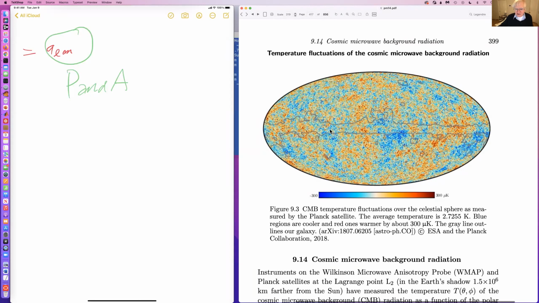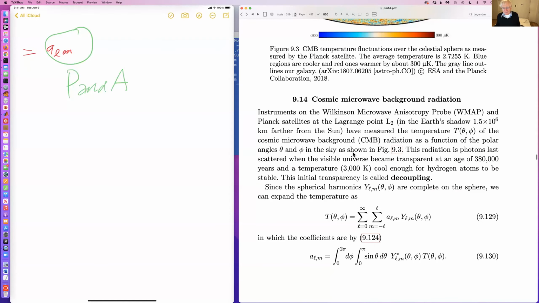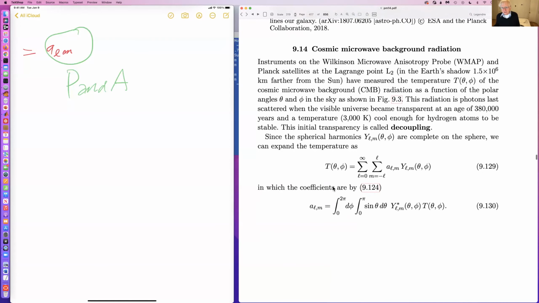I could stare at this for quite a long time, and I think I'll leave it to you to stare at it. What the physicists and astronomers who were studying the CMB did was expand the temperature distribution in terms of spherical harmonics, and the coefficients are given by integrating the temperature times Y_LM star over the whole sphere.